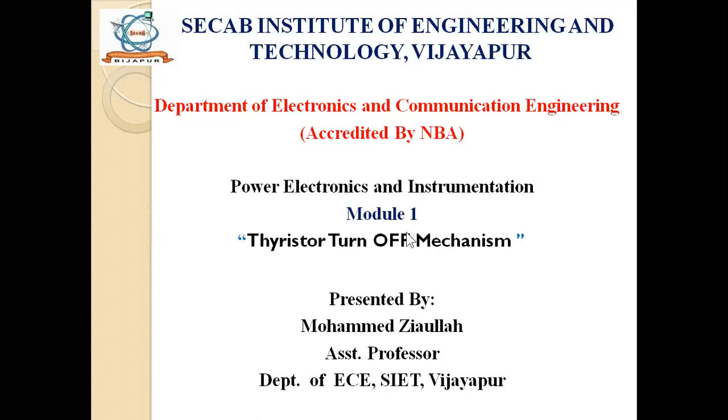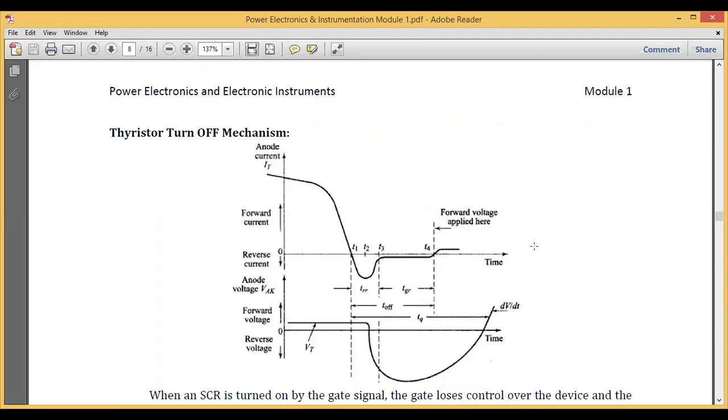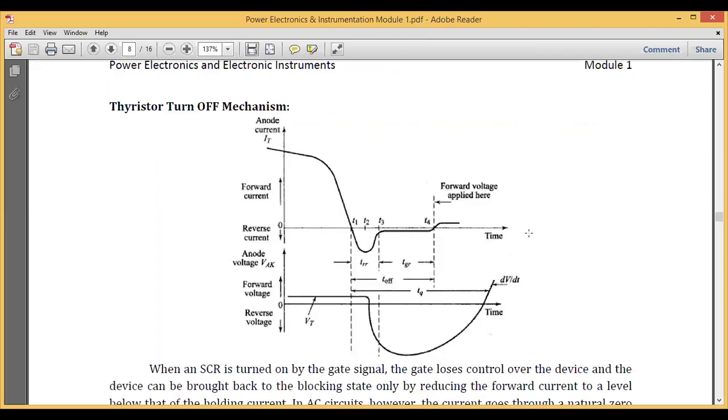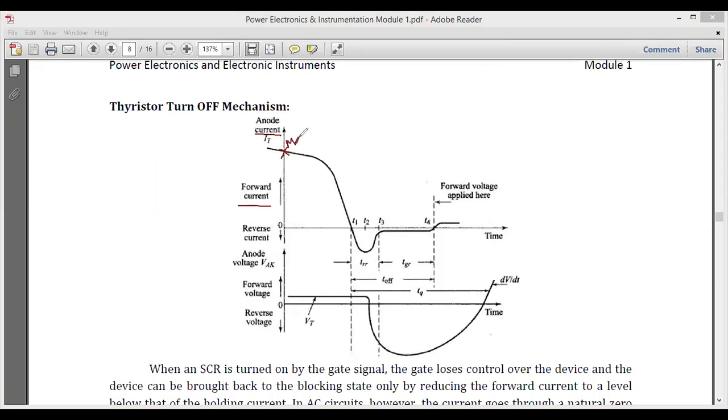So in this video lecture today we are going to study how the SCR can be turned off. It is not turn off, it is the turn off mechanism. Here, if you look at this particular graph, there are two graphs. In the first graph, you can see the anode current, represented by the forward current. Let us say this is your maximum anode current, I max, because it is at its peak. We call it the maximum anode current, represented by I tau.